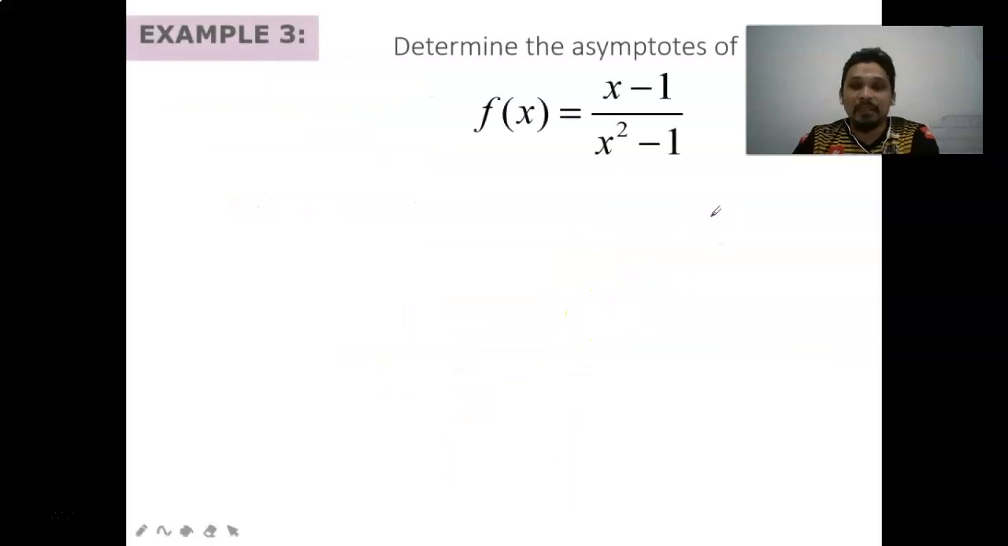Now determine the asymptotes of f(x) equals (x minus 1) divided by (x squared minus 1). In this case, we have x minus 1 divided by x squared minus 1. We may factorize it as (x minus 1)(x plus 1). We can simply cancel between these two and come up with 1 over x plus 1. Am I right?